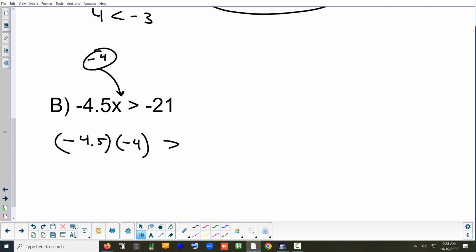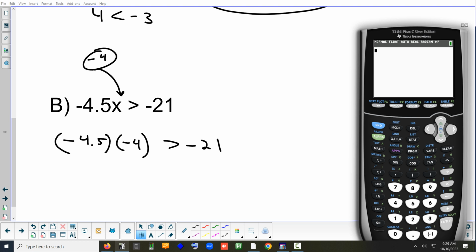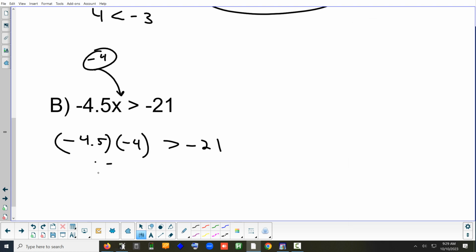All right, and then greater than negative 21. Okay, so we'll use a calculator, but what do we know about a negative times a negative? Positive. It's a positive. And even if we didn't know the number yet, is a positive number bigger than a negative number? Yes. So we know this is going to be true. It doesn't matter what it comes out to. It's negative 4.5 times negative 4, and we're going to get positive 18 is greater than negative 21. And we just said, yep, that's true.